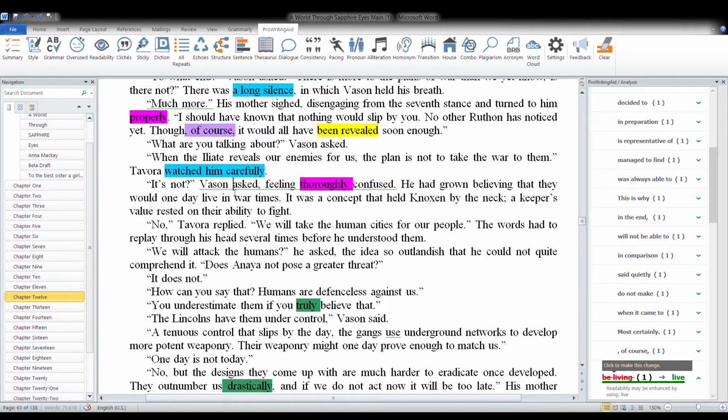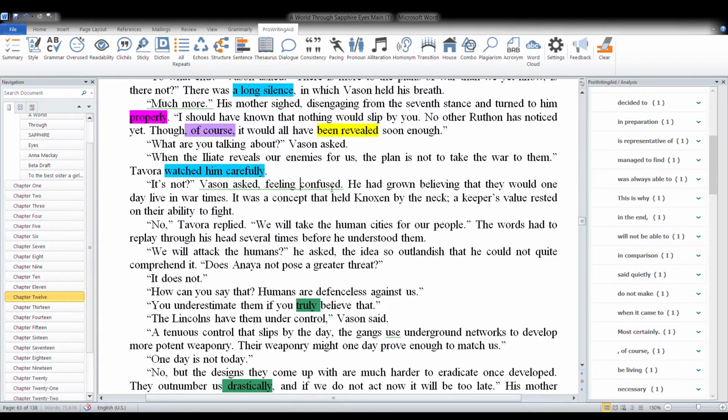It's not, Vaesen asked, feeling thoroughly confused. Oh, how typical. Come on. Feeling confused, I don't even like that. It's not, Vaesen asked. Obviously, he's confused. I'm just going to remove that. That's creative freedom. Some people wouldn't. I just forget it. It's not, Vaesen asked.